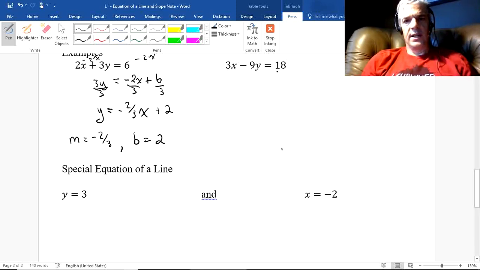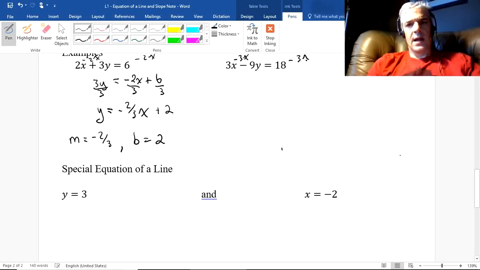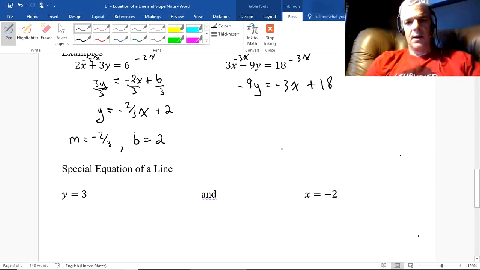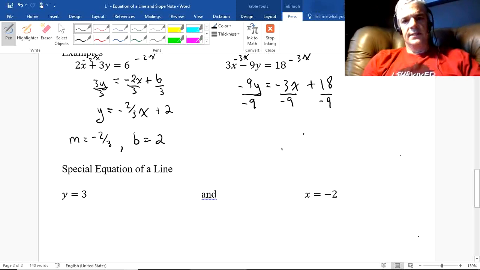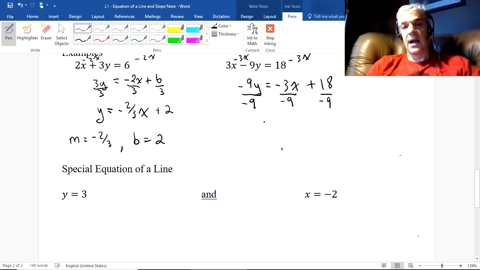I'll do another example over here. Same thing. I have a 3x on this side. I want to subtract the 3x, and this is really the same thing over here. Subtract 3x from this side. And now what I do is I get minus 9y equals minus 3x plus 18. And then I'm going to divide by minus 9, divide by minus 9, divide by minus 9. Every term gets divided by minus 9 because that's the rules in solving equations. I'm allowed to do that as long as I do the same thing to both sides.